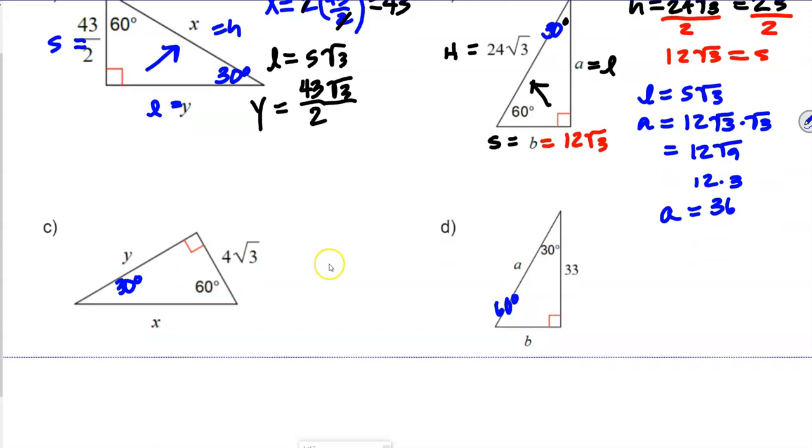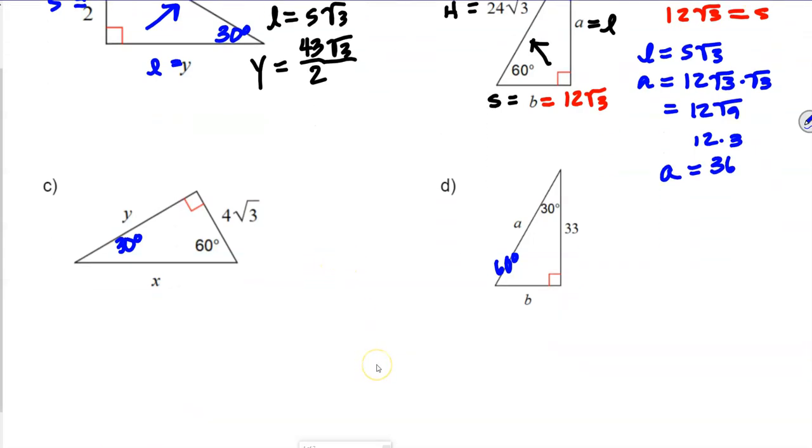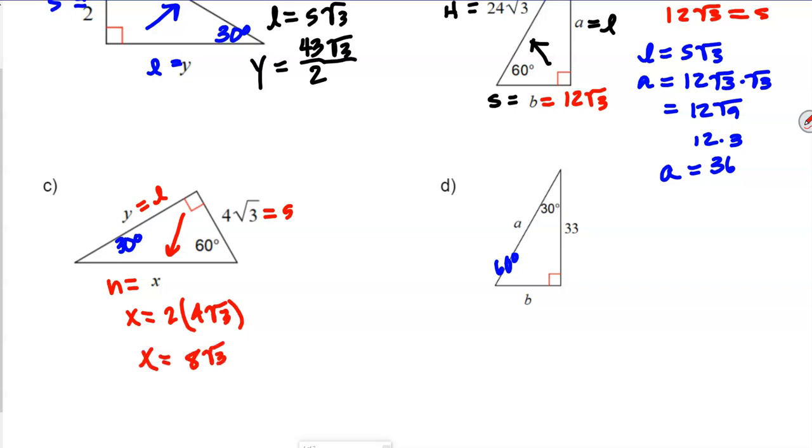Okay? All right, with letter C, again, we're going to label what we got. So opposite the right angle, this is our hypotenuse. Opposite the 30, this is our short leg. Opposite the 60 is our long leg, okay? So this time we have the short leg, so all we have to do is plug it into the formula, right? So the formula for the hypotenuse is 2 times short leg, right? So this is going to be 4 square root of 3. 2 times 4 is 8. So x is going to be equal to 8 square root of 3, okay?